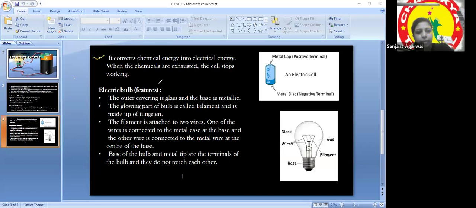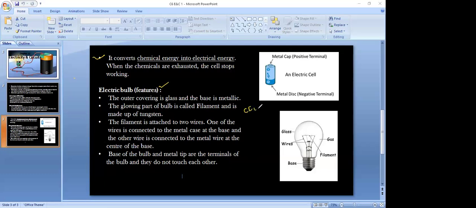Next is electric bulb and its features. So now at times we have what type of light bulbs, if you can tell me. Now we have fluoro lamps, CFLs, ma'am, LED. LEDs, very good.